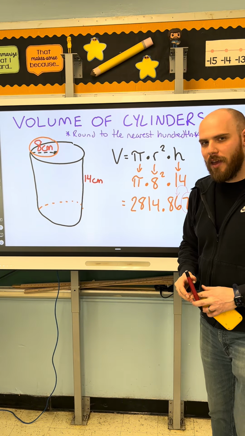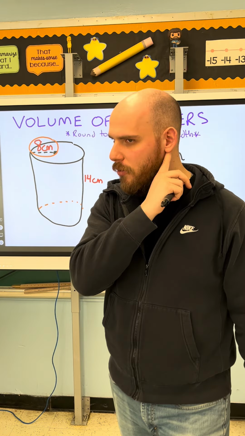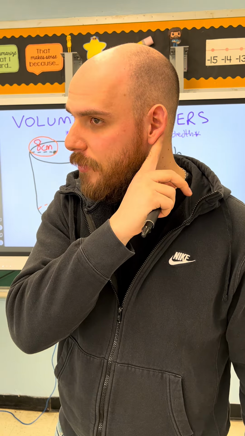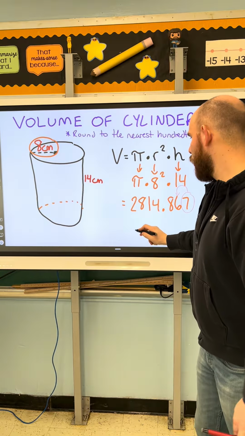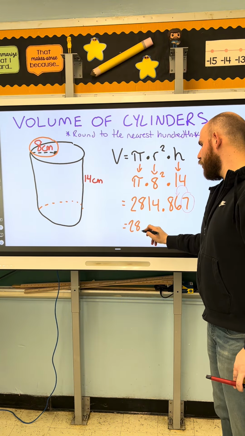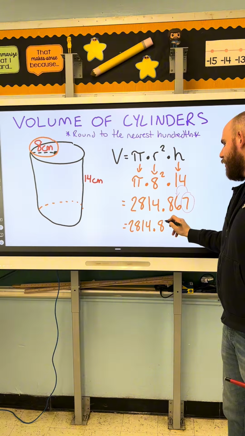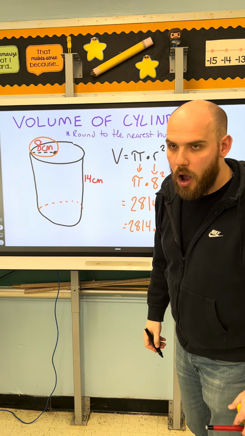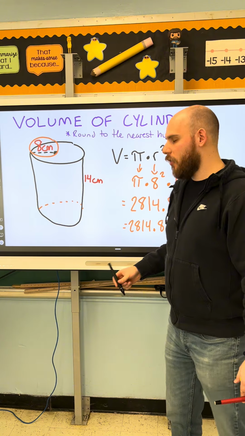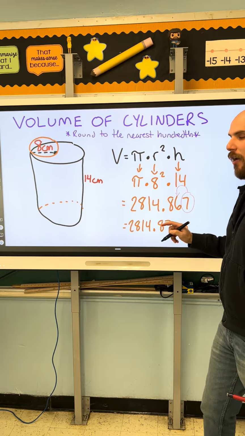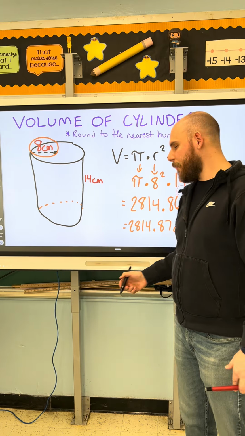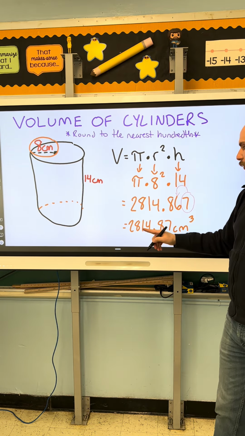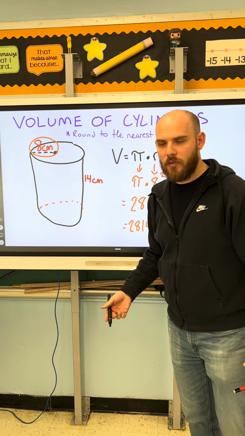So what's my final answer gonna be? Come on, say it loud, I wanna hear you. What's the final answer? That's right, 2,814.87. But we need our units. In this case, it's centimeters. So we write centimeters, but it's volume, three-dimensional shapes, so we put a 3 on top. So it's cubic centimeters or centimeters cubed.